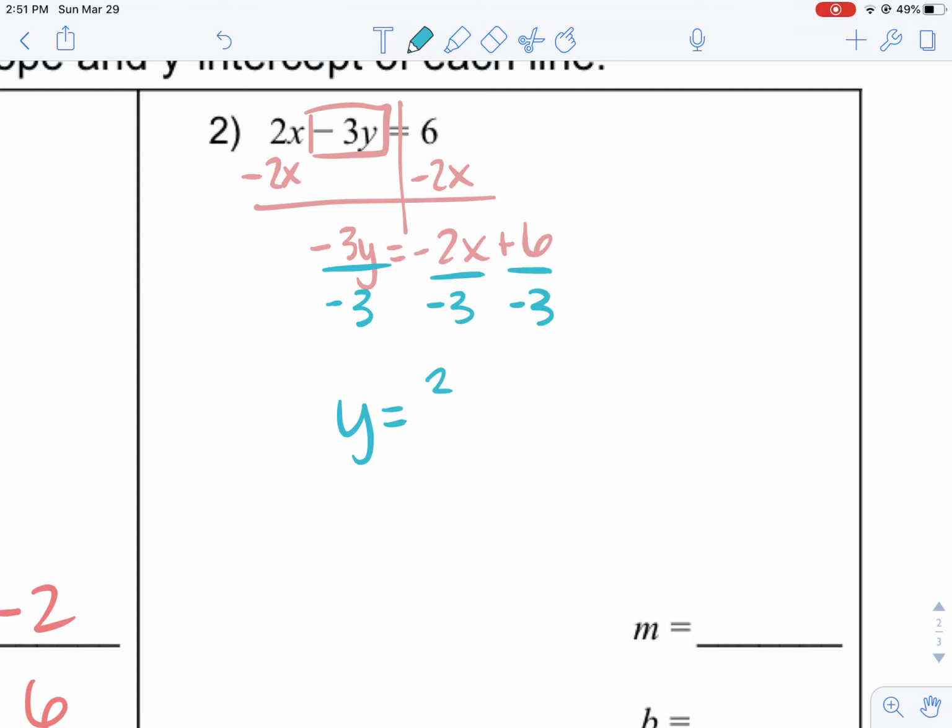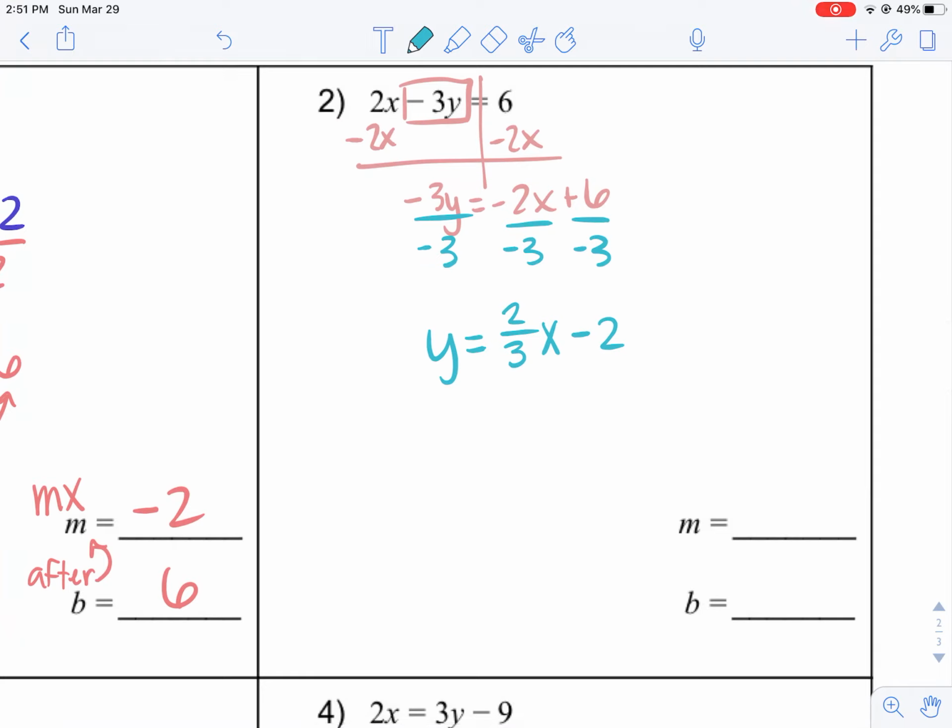Negative 2 divided by negative 3 will turn into a positive, and we're just going to leave it as 2/3. You could write it as 0.67 if you want. And then 6 divided by negative 3 is negative 2. And again, identify the m and the b. M is with x, b is what follows this part.